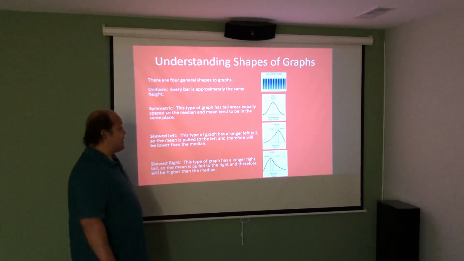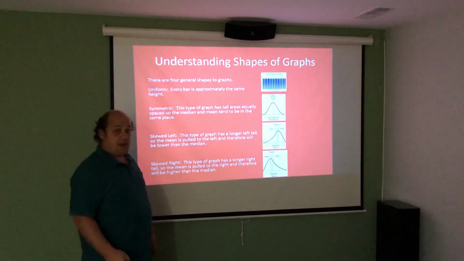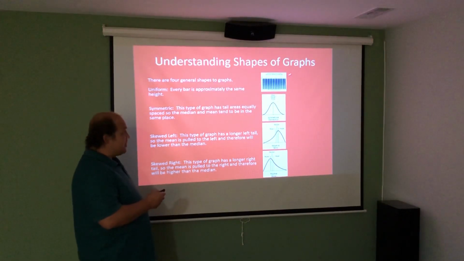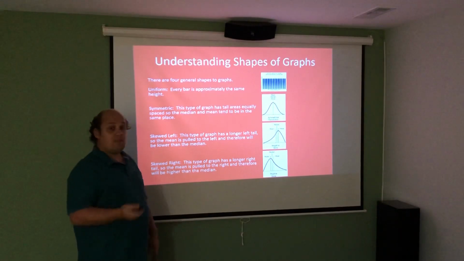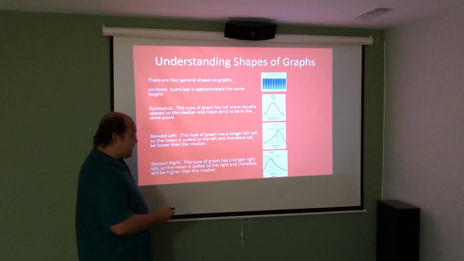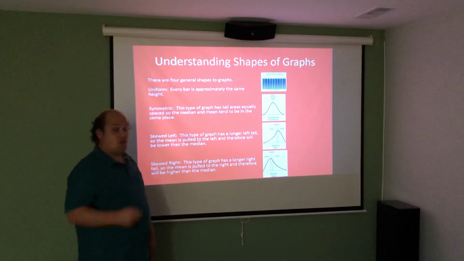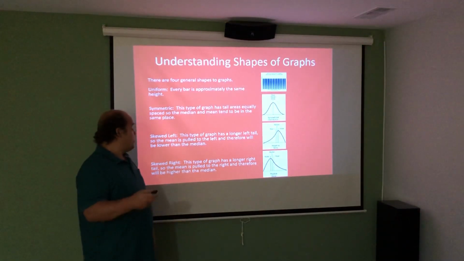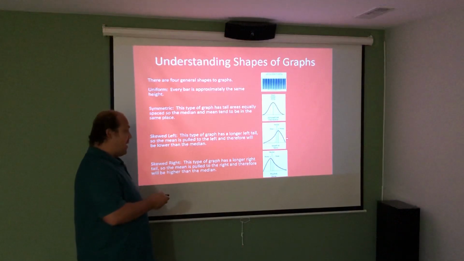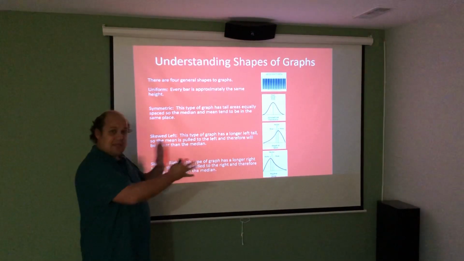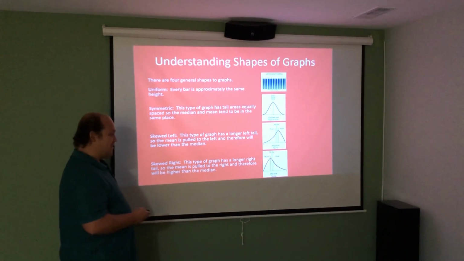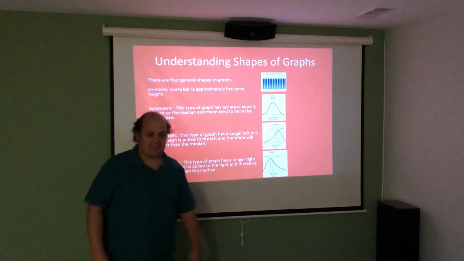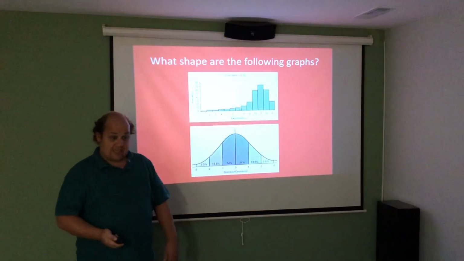What I want you to take from this page is if you see a bar graph or histogram in the future, be able to tell, does it have this kind of distribution? If so, label it uniform. Does it have this kind of distribution? If so, call it symmetrical or normal. Does it have this kind of distribution? If so, call it left skewed. Piled up on the right, left skewed. And then if it has this kind of distribution, call it right skewed, piled up on the left.